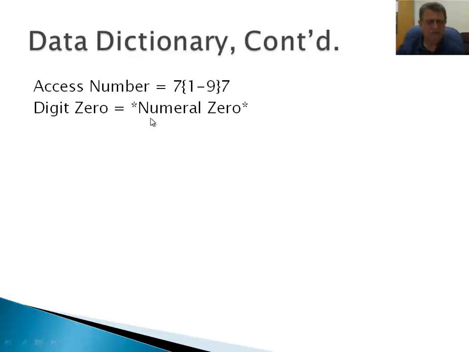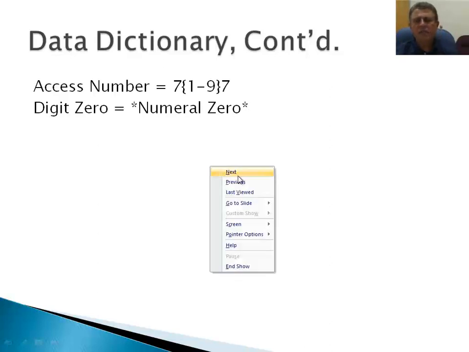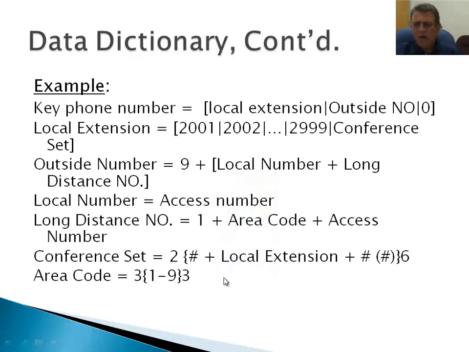Access number, the phone number: 7 digits minimum, maximum 7 digits. In the US, that's the case. And the digits are between 1 and 9. Digit 0: if you want to define them in English, you put asterisk, numeral 0, asterisk. This is how we define all these. The data dictionary is going to be like this for everything that we use, for every variable name.